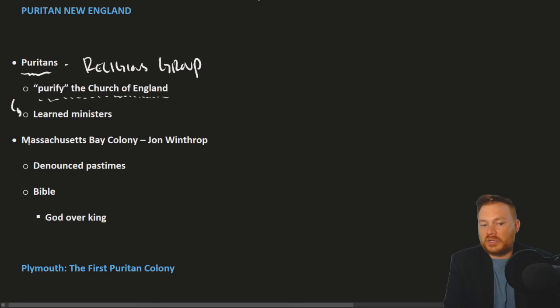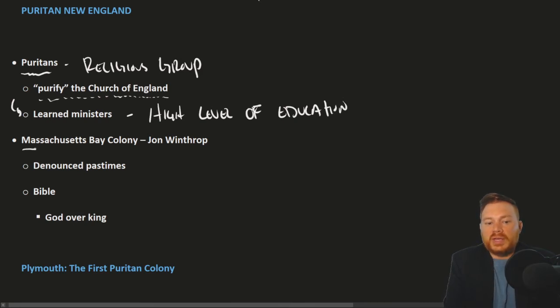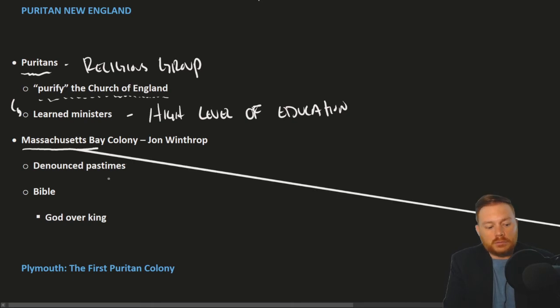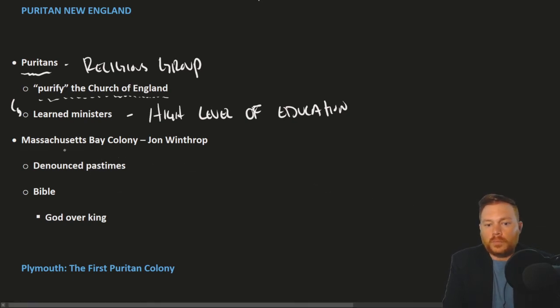And they tend to be much more educated than anybody else in the New World. So learned ministers, we might say they have a high level of education. The Massachusetts Bay Colony is the Puritan colony.